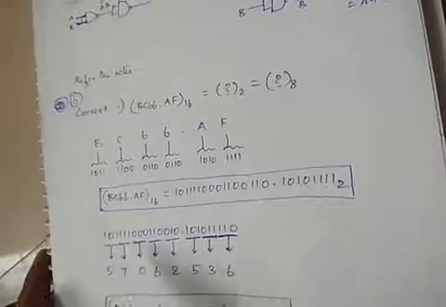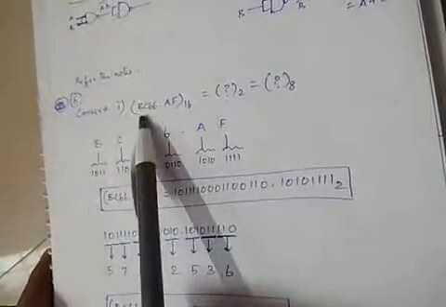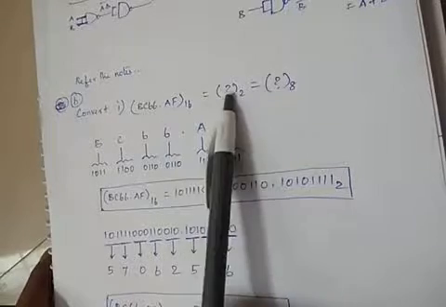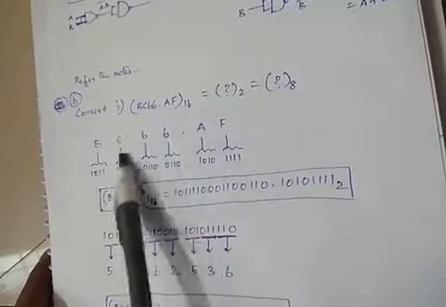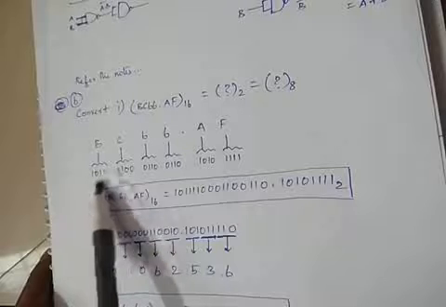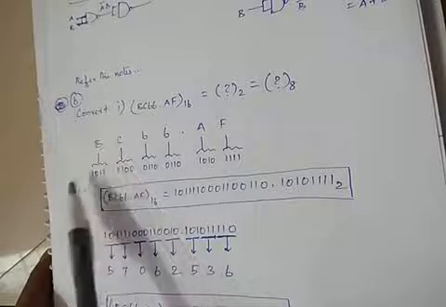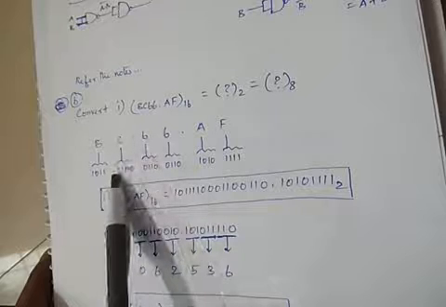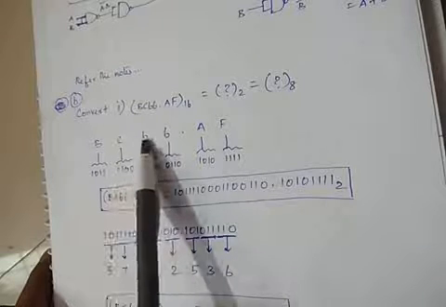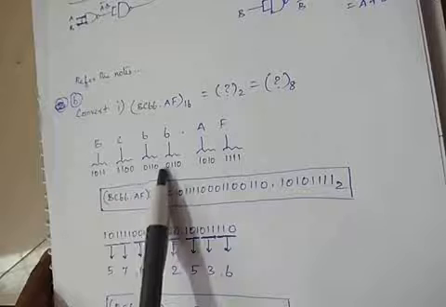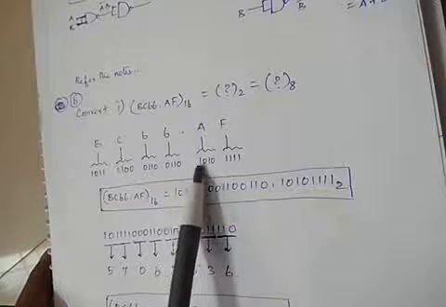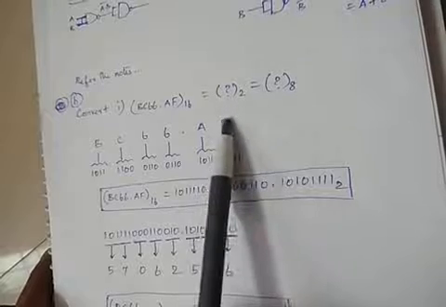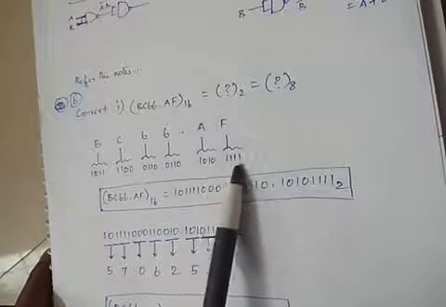So 1B is a conversion based problem. BC66.AF. We need to convert this hexadecimal into binary and octal. So by using the 8421 method, B means 11, so the binary equivalent is 1011. C is 12, binary equivalent 1100. 6, binary equivalent 0110. A means 10, binary equivalent 1010. F means 15, binary equivalent 1111.